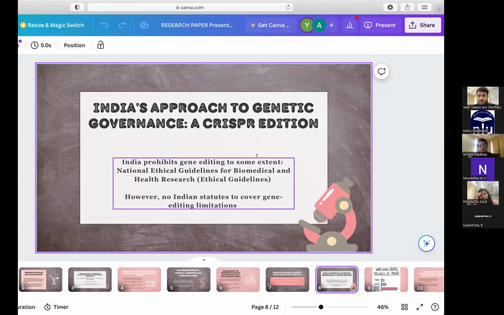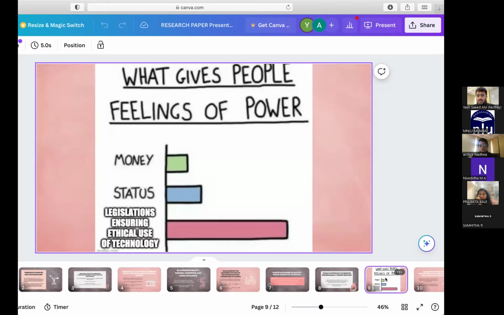Thus, a statute entailing the constitutional principles of equality, right against discrimination, social justice, and right to life must be enshrined in the future statutory frameworks that are to be built in context to the gene editing technologies, addressing its unique facets. We have attached a meme here.